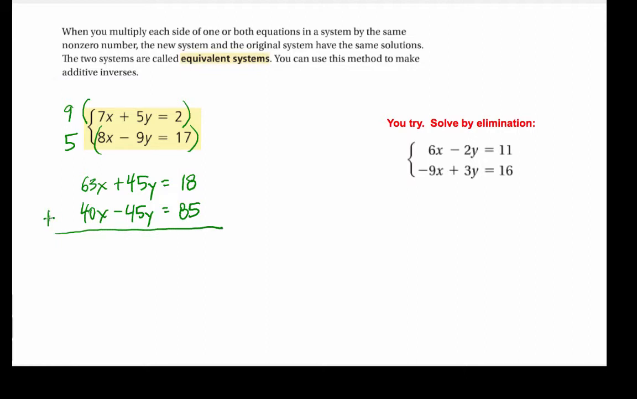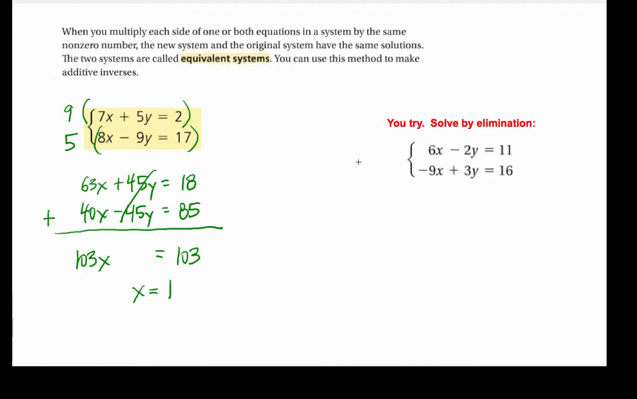This kind of looks like an addition problem that we did back when we were, I don't know, second grade maybe, first grade. So anyway, let's go ahead and add our x terms together. So we get 103x, y is eliminated, and when we add our constants together we get 103. So 103x equals 103 is the equation that we have to solve. We divide both sides by 103, we find that x is 1.